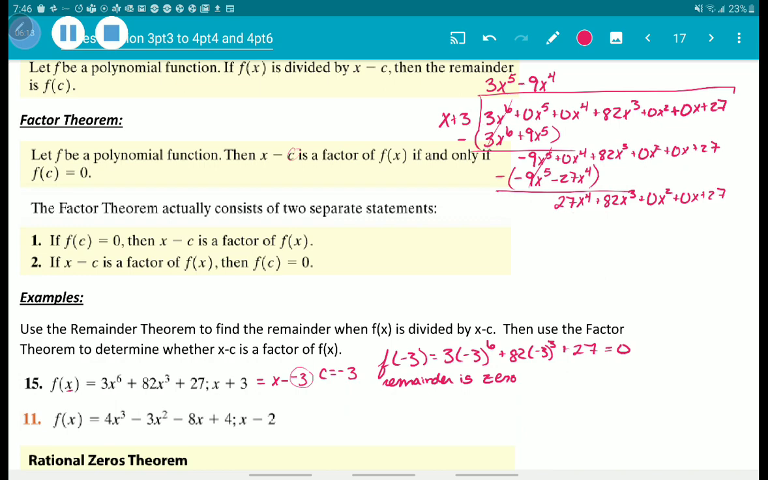X goes into 27x to the 4th, 27x cubed times. Multiply through. 27 times 3 is 81. We're going to subtract. That cancels. 82 minus 81 is 1x cubed.